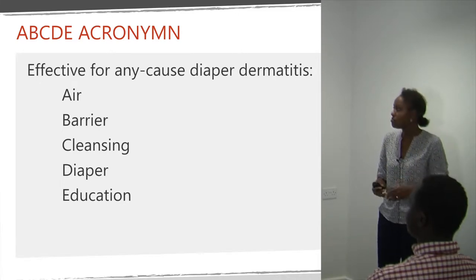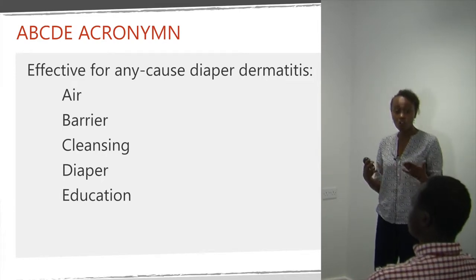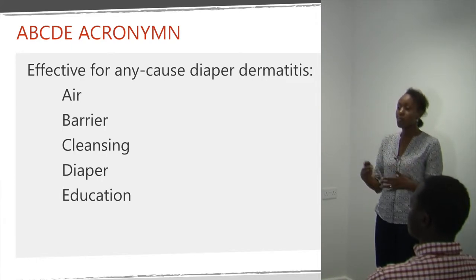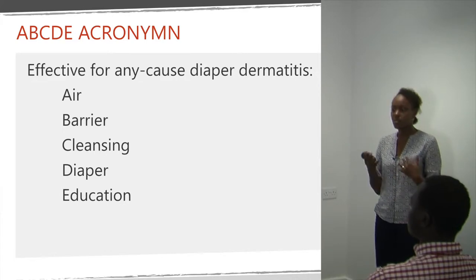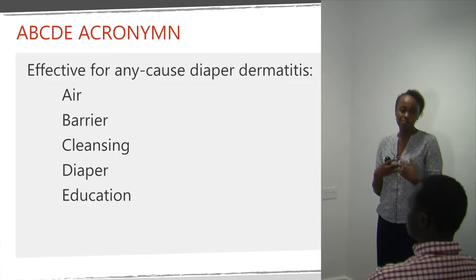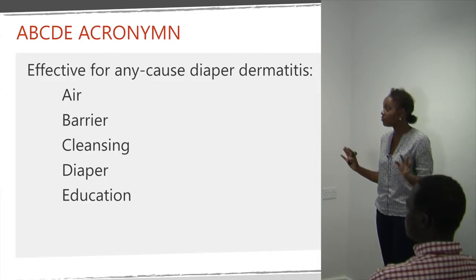So one of the very effective ways of treating all-cause diaper dermatitis, and that includes Candida diaper dermatitis, is just to air. It's to remove the nappy, it's to remove the diaper and let the baby run around in as loose clothing as you can find, acceptable to even have them running around with nothing because it airs the area.